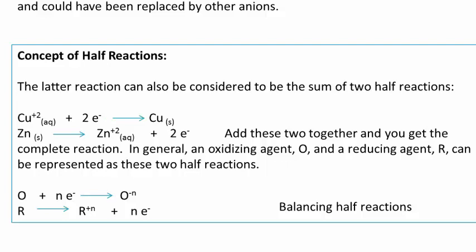Now, in general, we can write oxidation reactions as shown in the very bottom of the slide. Some reactant, which we will represent in general as O, an oxidizing agent, reacts with electrons, and itself becomes reduced. That is, O, the oxidizing agent, becomes reduced. And then if you look at the second half reaction, R, which we consider a reducing agent, becomes oxidized to R plus N in general, and gives up N electrons.